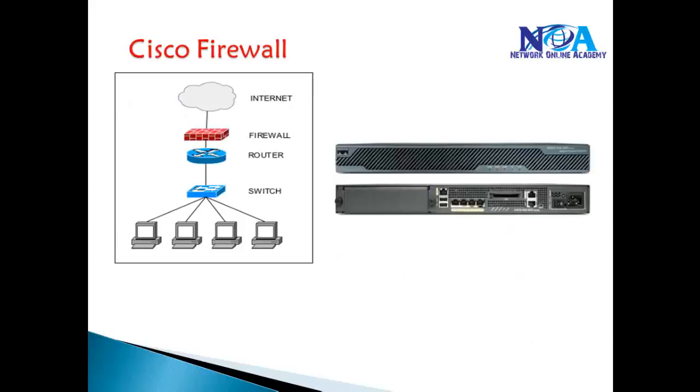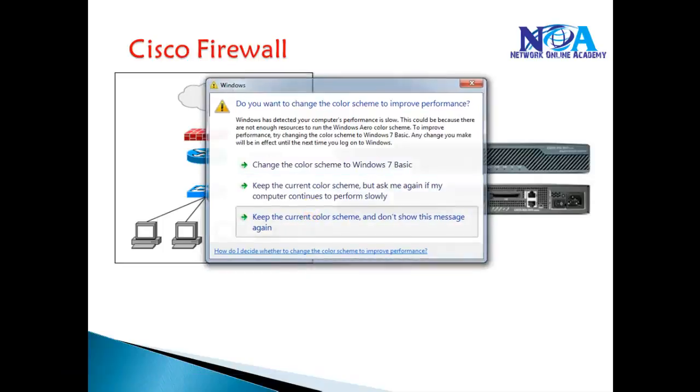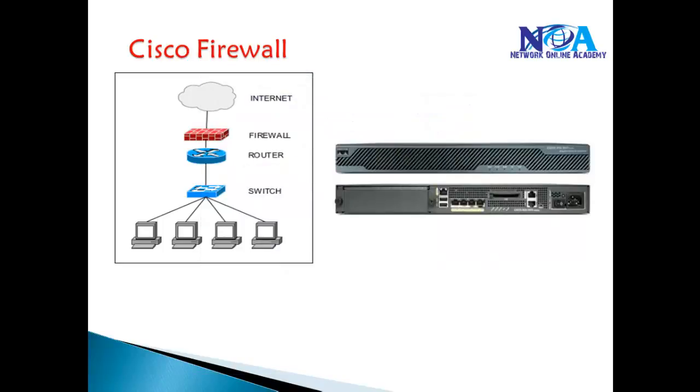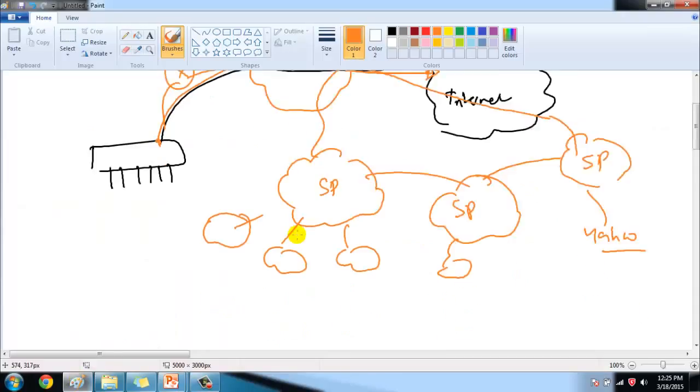Now the next important device we have is Cisco firewall, or a normal firewall we can say. Now firewall is a device which is going to protect your network from external threats.